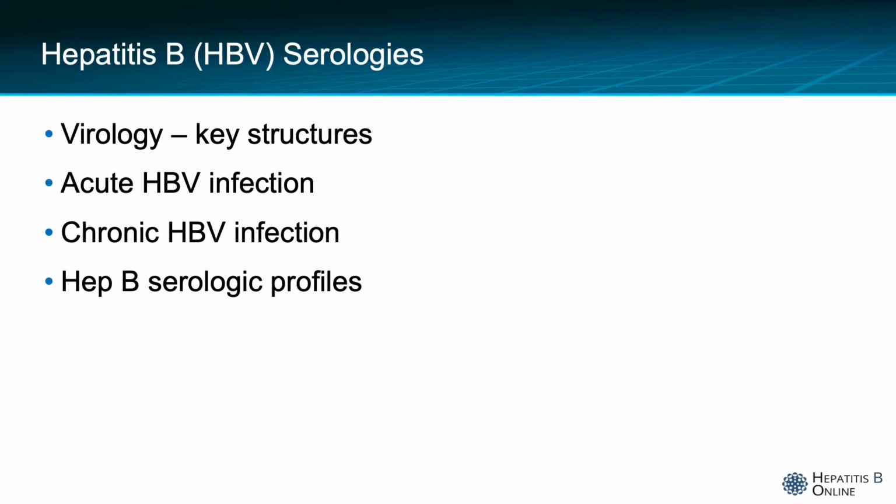In this talk, I will review the key structures of the virus, including the targets of serologic testing. We will also look at the evolution of these serum markers over the course of acute infection that goes on to resolution and clearance of the virus, as well as how they evolve in an individual who remains chronically infected. Understanding these targets and this evolution will go a long way in helping you understand and interpret the different serologic profiles related to hepatitis B.